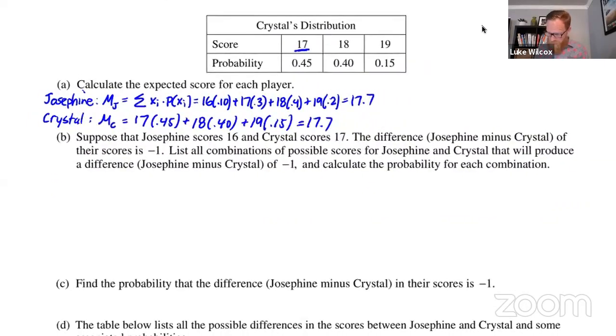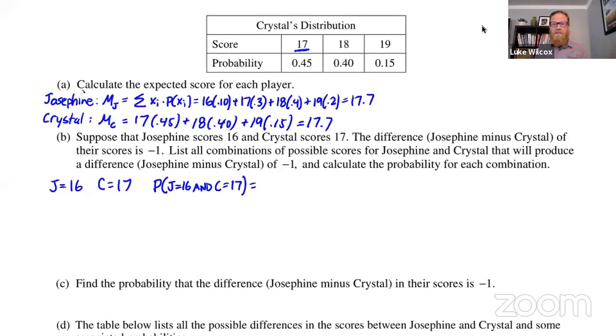Part B says, suppose that Josephine scores 16 and Crystal scores 17. The difference, Josephine minus Crystal, of their scores is -1. List all combinations of possible scores for Josephine and Crystal that will produce a difference of -1 and calculate the probability for each combination. Okay, they've already given us one here in the problem. They said if Josephine scores a 16 and Crystal scores a 17, then we would get a difference of -1. Well, we need to calculate the probability of that. So what I'm looking for here is the probability that J is 16 and C is equal to 17.